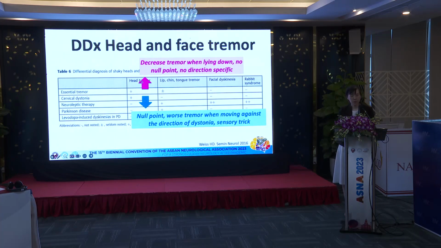So in essential tremor, the tremor can be decreased when lying down, and you cannot see a null point, like we just learned yesterday from the botulinum toxin workshop, and it is not direction specific. While in cervical dystonia with head tremor, the tremor can be worsened when moving against the direction of dystonia, and can have a null point with positions that have less tremor, and a sensory trick.